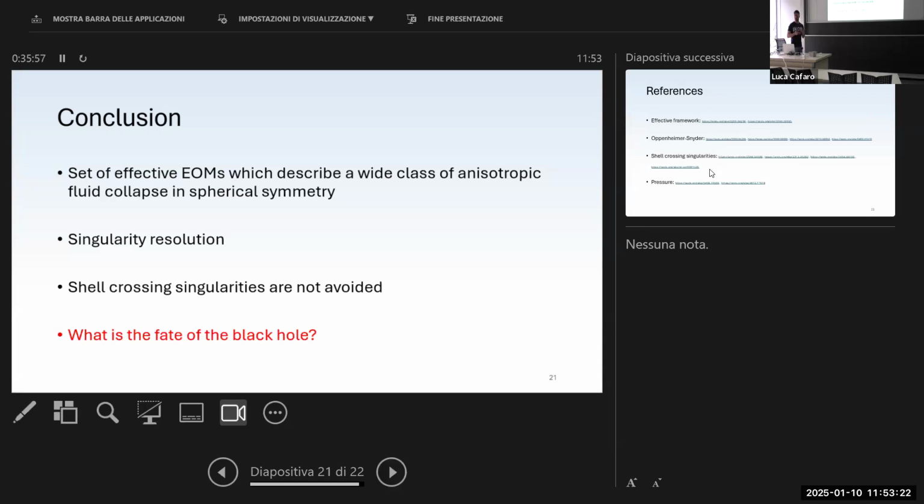So what is the fate of the black hole? The answer is we don't know yet. Hopefully, people will find out in the near future, but at the moment, all we know is that once the shell crosses, a shock wave is formed and something will happen. It will not be crushing into the singularity, it will bounce, but then this is not clear.